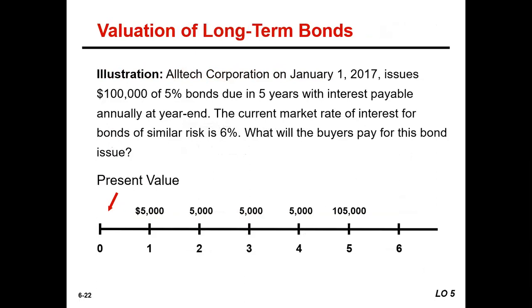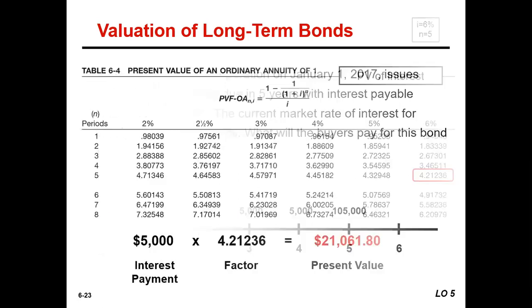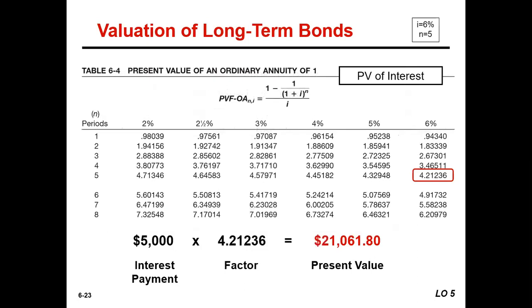It says Alltech Corporation on January 1, 2017 issues 100,000 of 5% bonds due in 5 years with interest payable annually at year end. The current market rate of interest for bonds of similar risk is 6%. What will the buyers pay for this bond issue? So again, we want to calculate the present value of the interest payments, the present value of the lump sum amount.